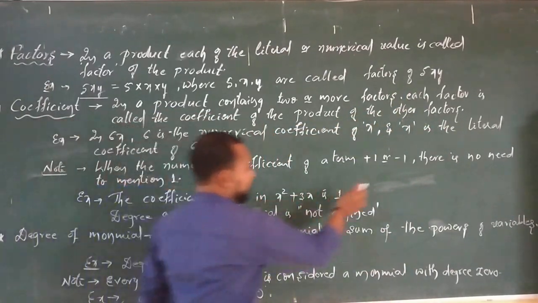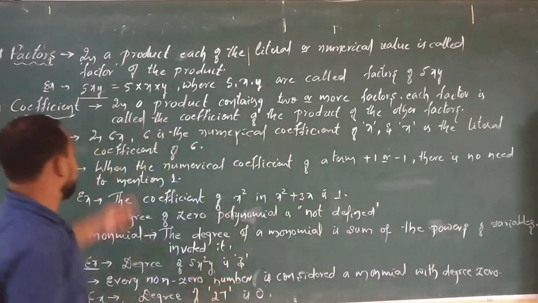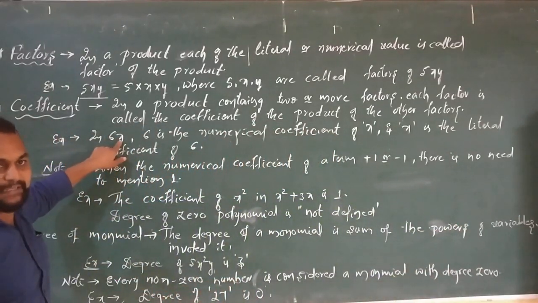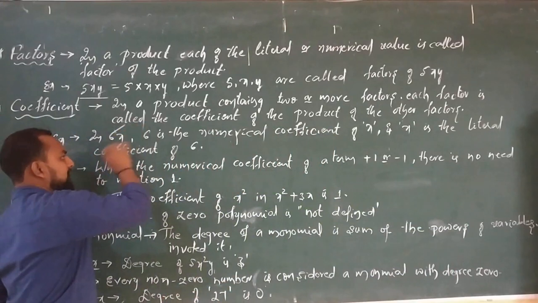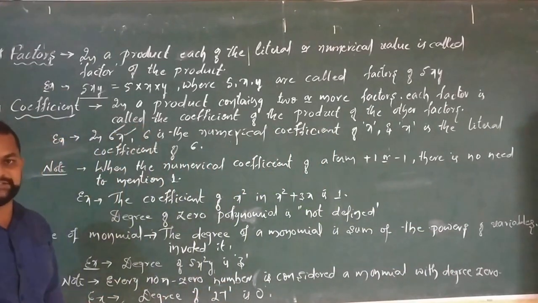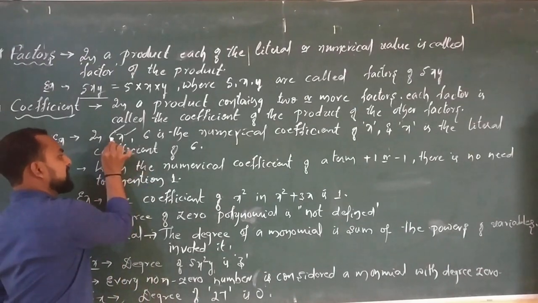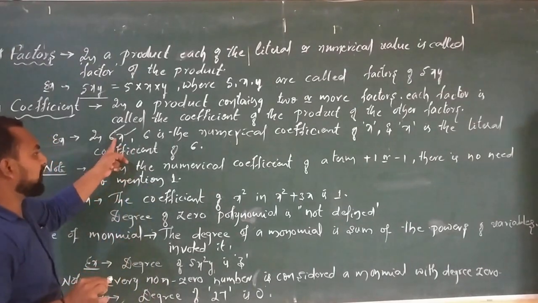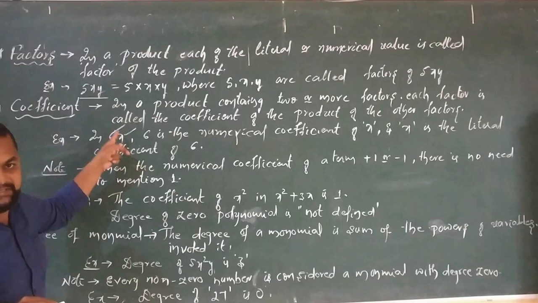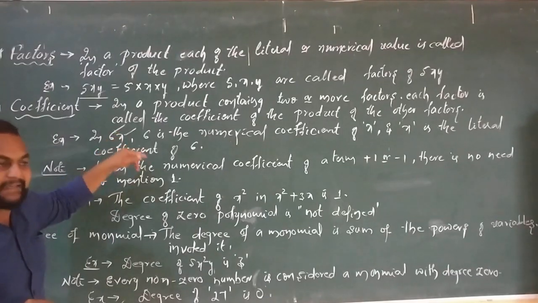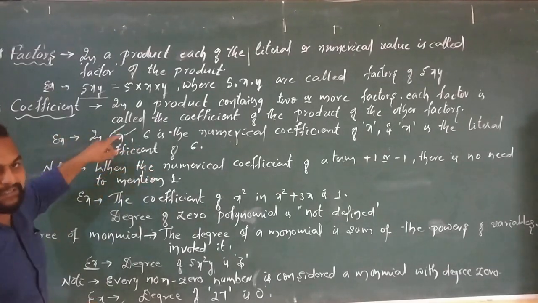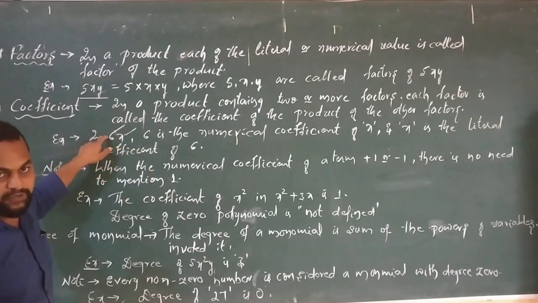For example, take 6x. 6 is a constant, x is a variable. Then 6 is the numerical coefficient of x, and x is the literal coefficient of 6.